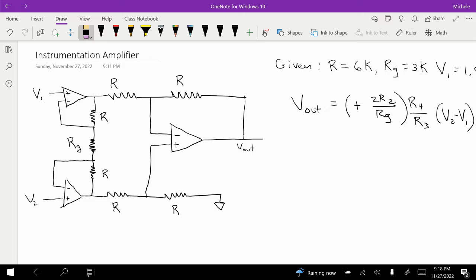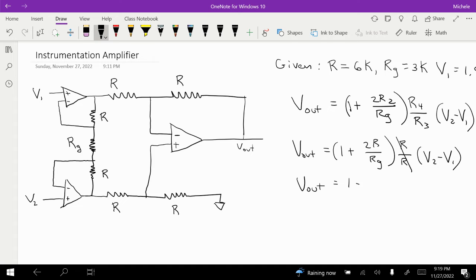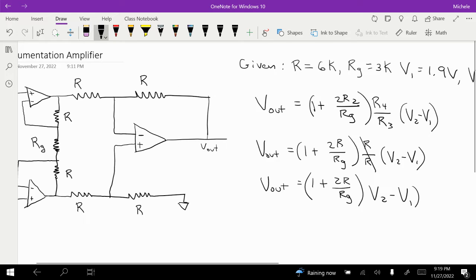V out is going to equal, oh, I forgot this was a 1. Okay, 1 plus 2R over RG, and then R over R, because R4 and R3 are now both equal to R, times V2 minus V1. And so this gets canceled out, and I'm just left with V out is equal to 1 plus 2R over RG times V2 minus V1. We'll use that later on when we do our calculation, and we could even do it now. So let's just do that.